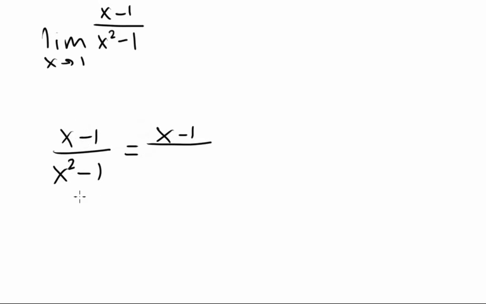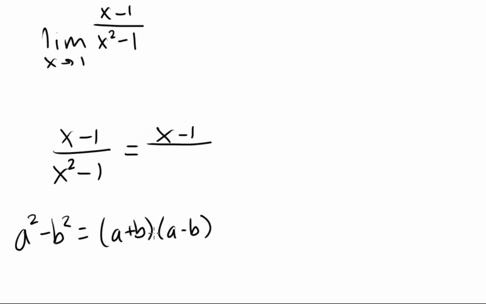But x squared minus 1 is factorable. This is the difference of two squares, and hopefully you remember this from algebra. The difference of two squares states that a squared minus b squared is equal to a plus b times a minus b. So this can be factored using the same method, where a is x and b is 1. So this can be rewritten as x minus 1 times x plus 1.